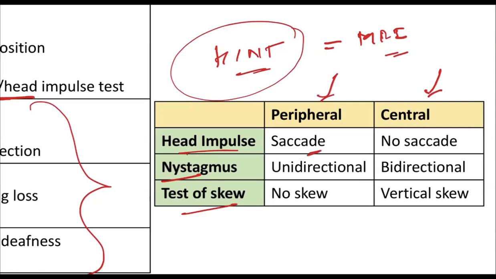In the head impulse test, the corrective cascade will be present. That is seen in vestibular neuritis. In central, there will be no cascade at all. He will be able to fix his gaze. In nystagmus, in central it is unidirectional. In peripheral, it will be bidirectional, or it might be a vertical one. Here, it is a horizontal one. In the test of skew, no skewing is seen in peripheral. Vertical skew is seen in central vertigo.